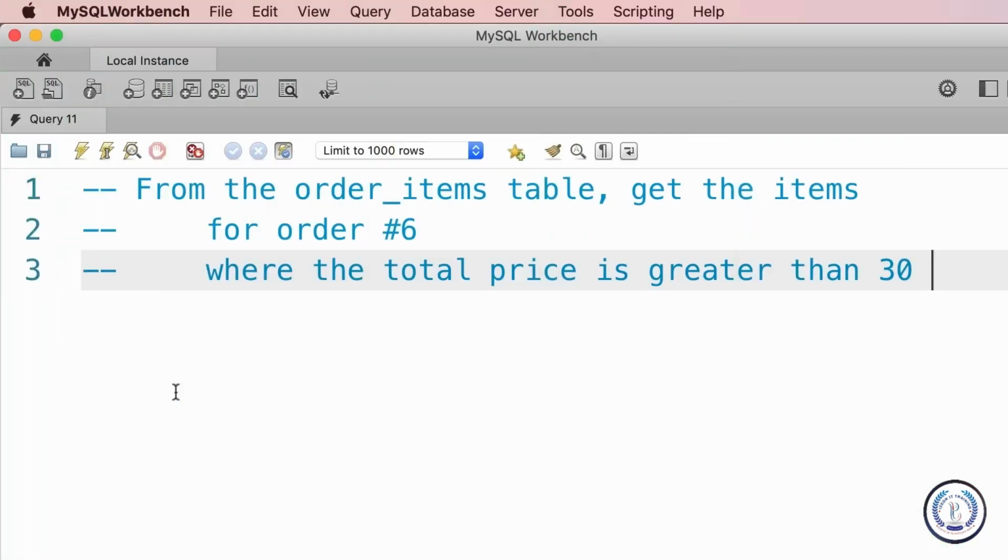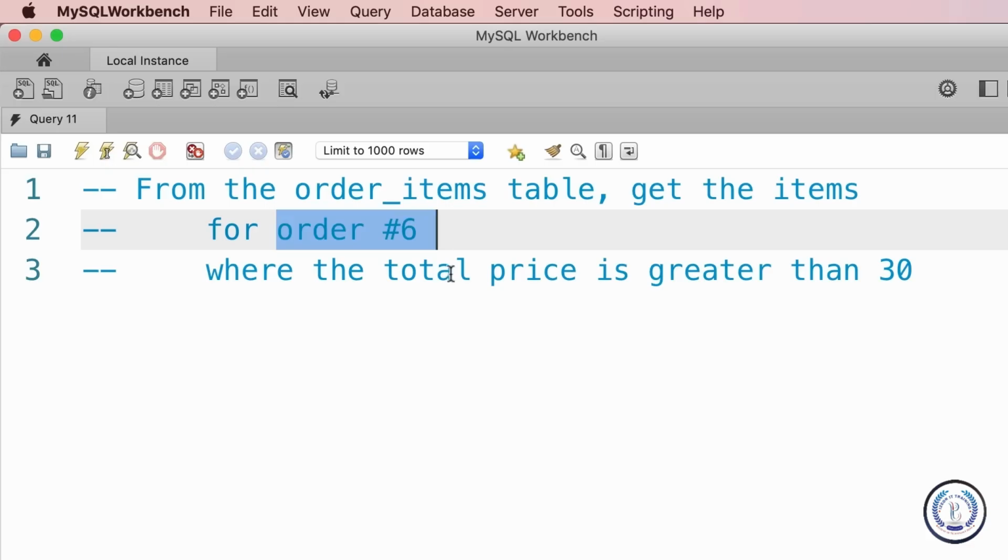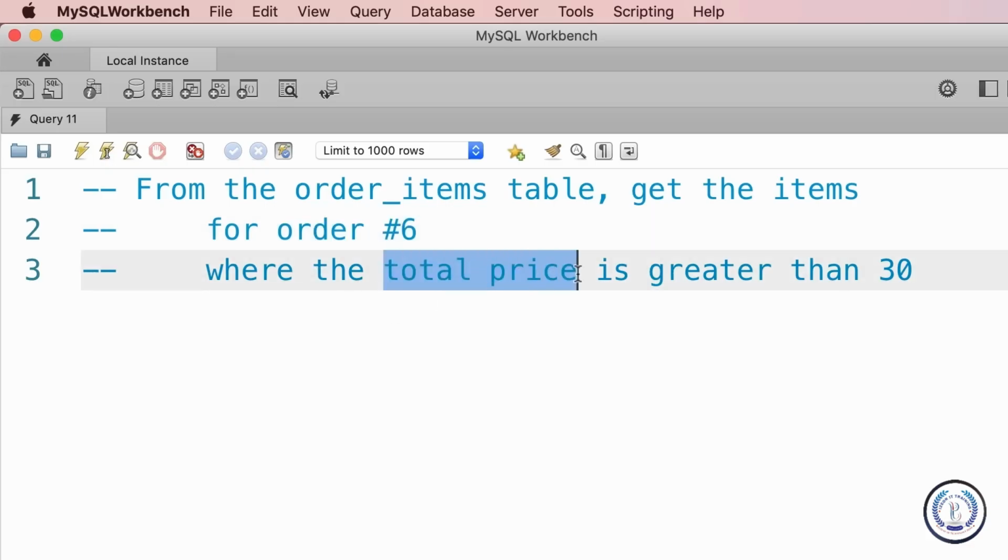All right, here's your exercise. From the order items table, get the items for order number 6, where the total price for that item is greater than 30.